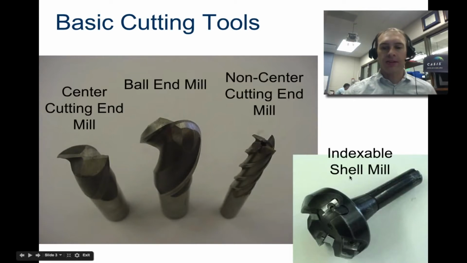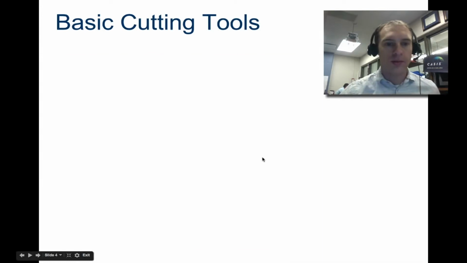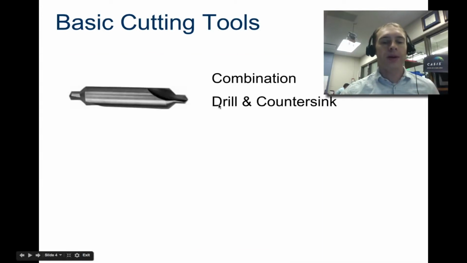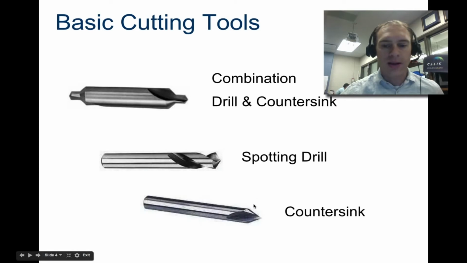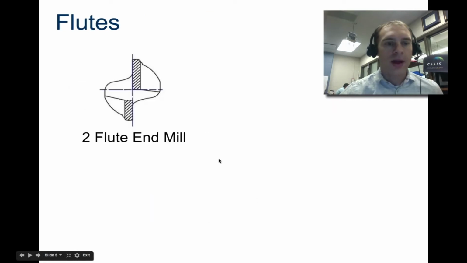We do not have an indexable shell mill that we're going to use, so we're going to pass on that one. Here's another example, a combination drill countersink. This extra angle here gives it a countersink, so it drills a hole and then it widens that hole right at the top so that a screw head will fit in there really nice. A spotting drill drills straight down, and then another countersink drill, just a little different than this one.